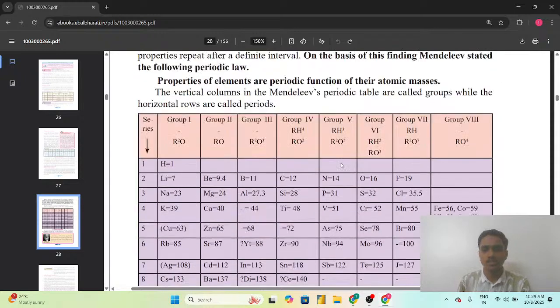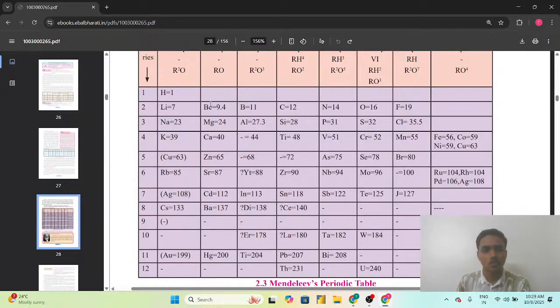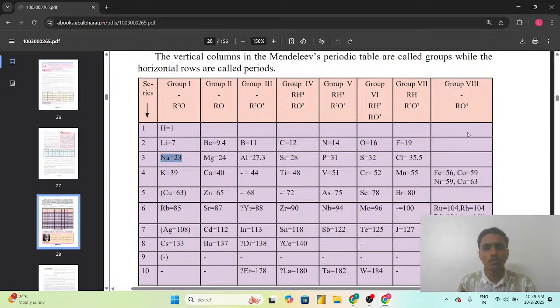So 63 elements were known at that time. Here we can see hydrogen, atomic mass 1, lithium 7, sodium, natrium, that is 23. So he found that at the periodic interval, lithium shows similarity with hydrogen, sodium shows similarity with lithium, potassium shows similarity with sodium, all on the basis of considering these hydrides and oxides formulas, their melting point, boiling point, and all.